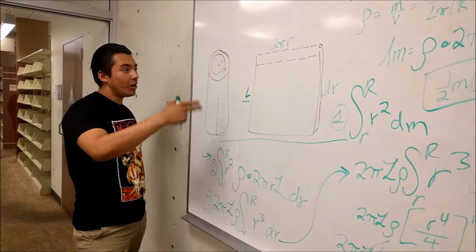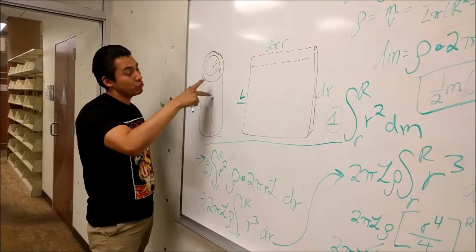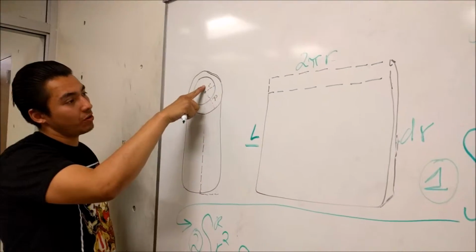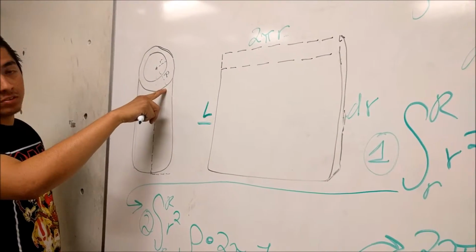Moment of inertia of a hollow cylinder. So we have a hollow cylinder, we're gonna break it up in two parts, the inner and the outer. The inner would have the smaller radius, little r, and the outer obviously having the bigger R from the center to the end of the cylinder.